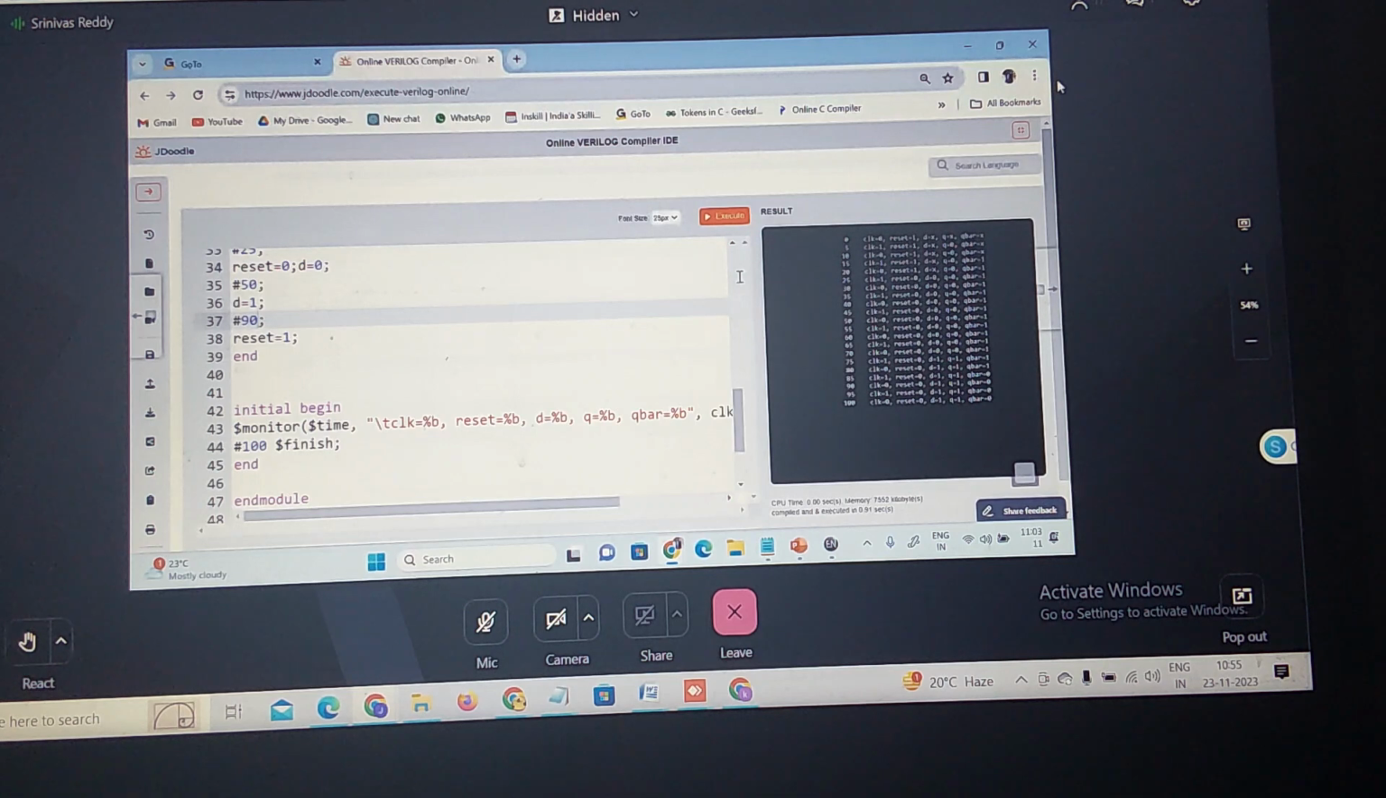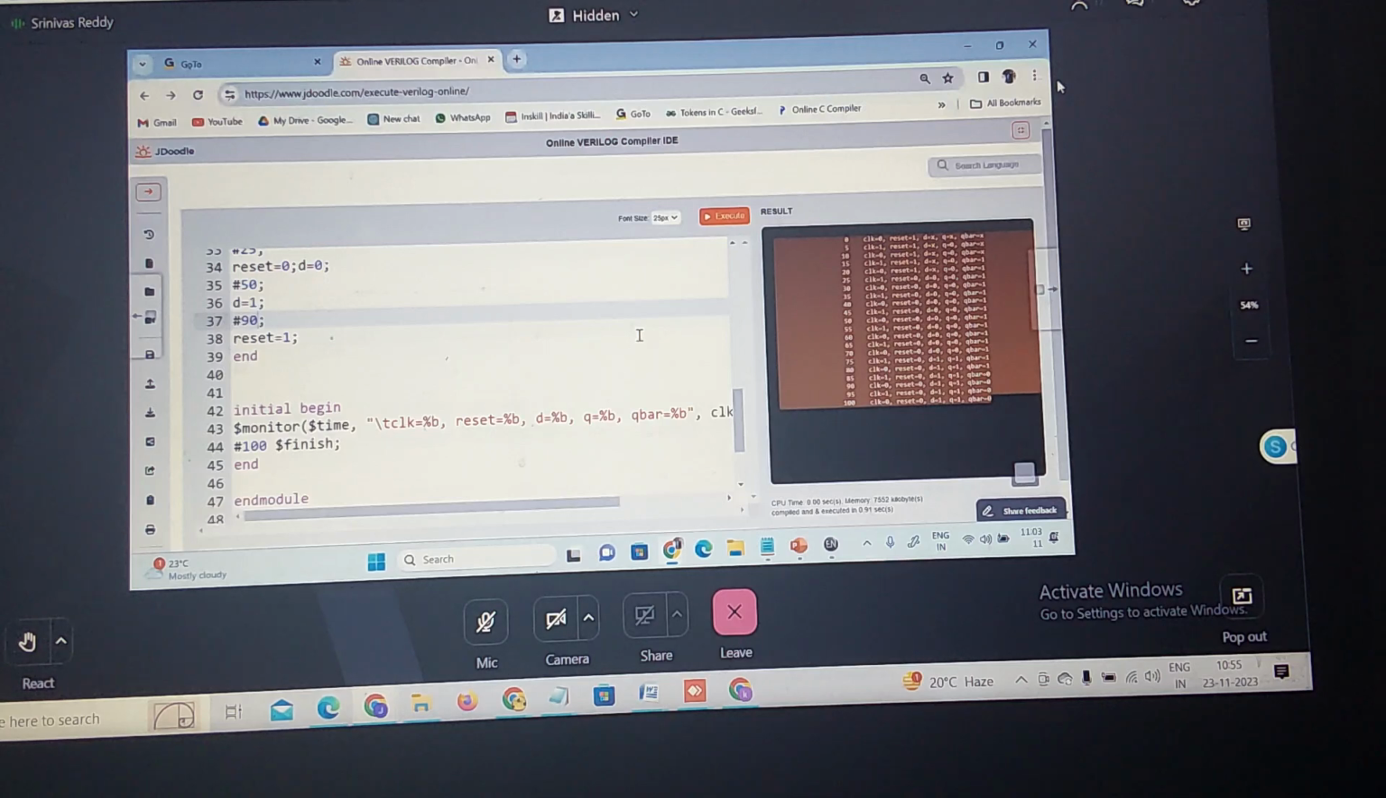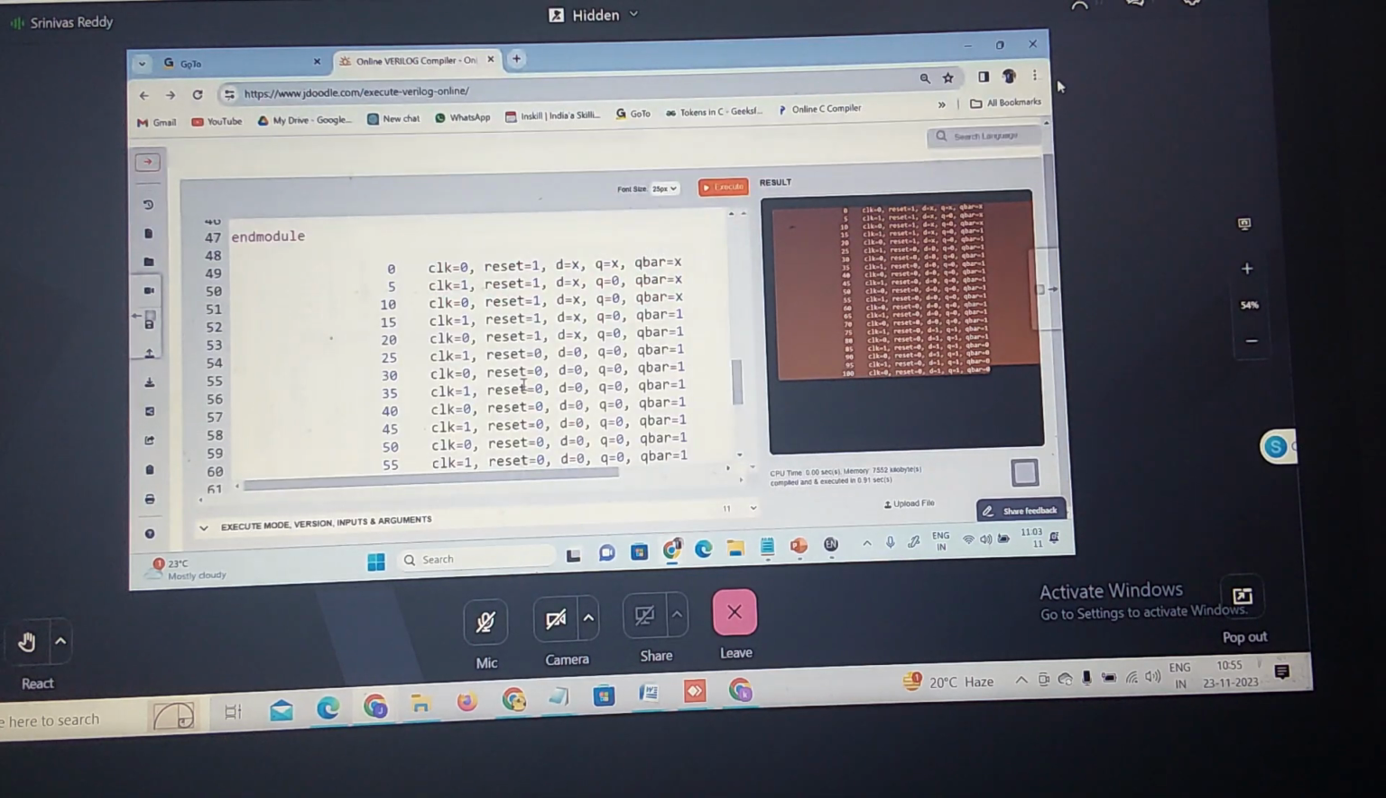Now we'll start analyzing this one. Now this is working fine. You can see here, at time t equal to 0, clock is 0, and then reset is equal to 1. Now d is unknown, q is unknown, q bar is also unknown, because I am writing positive edge. My reset will change at the positive edge, because at the positive edge, inside I am writing if reset. Clock equal to 1 is a positive edge here. Reset is equal to 1.